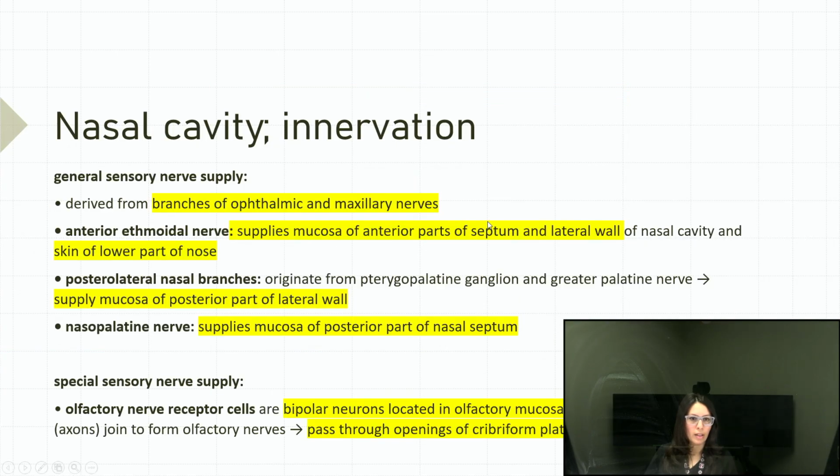Okay. Now, let's talk about the innervation, because this is super important. For general sensory nerve supply, we have branches of the ophthalmic and maxillary nerves.